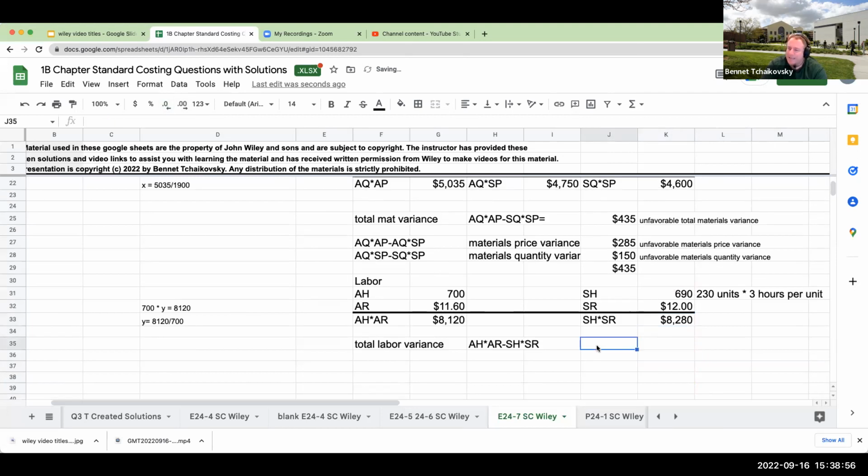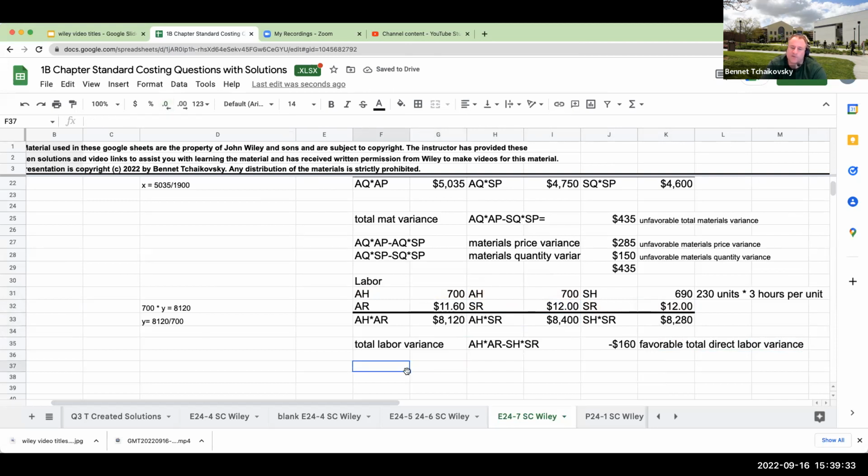So my total direct labor variance is going to be 160. I spent 8,120. I should have spent 8,280. So this is going to be a favorable total direct labor variance. I spent less than what I should have. Now I'm going to put in my middle value, actual hours, standard rate. So here my actual hours are 700. My standard rate is 12, giving me a total over here of 8,400.